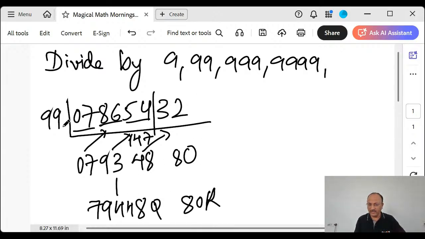Try these things to divide by 999 also, and like that you take some numbers and keep practicing, because if you don't practice these things at least 3 or 4 times, you will forget this after some days.